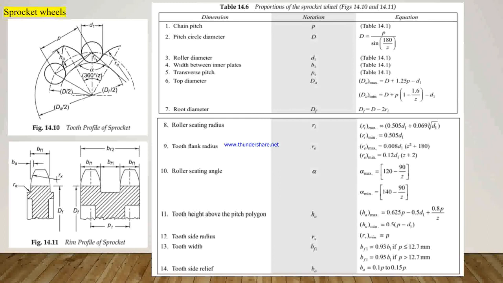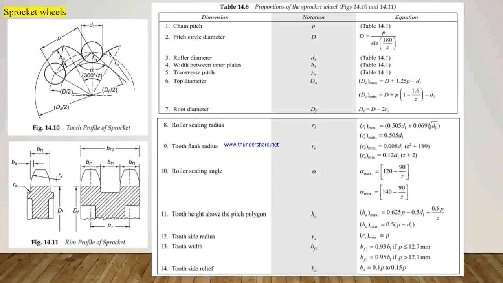Now we see the sprocket wheels. The tooth profile and the rim profile of the sprocket wheel are as shown in the figure. Small sprockets up to 100 mm in diameter are made as a solid disc with a hub on one side, and large sprockets with more than 100 mm diameter are either welded to a steel hub or bolted to a cast iron hub. In general, sprockets are made of low carbon or medium carbon steels.